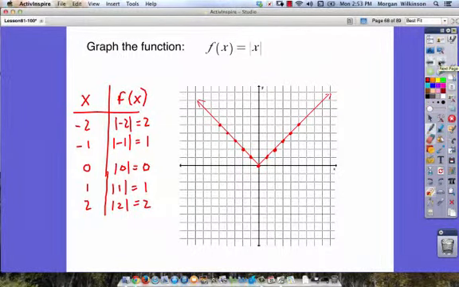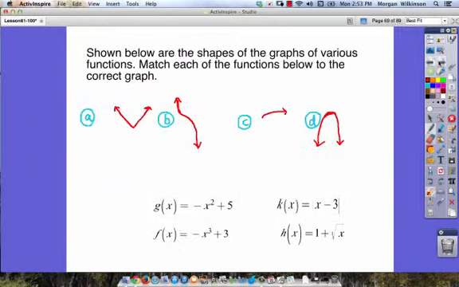Okay, that's a lot of information for today. We've got one example problem to look at that will help us identify these different types of nonlinear functions. So the question says, shown below are the shapes of graphs of the various functions. Match each of the functions below to the correct graph. So our first one is an upward opening V shape. Well, if it's a V shape, it must be absolute value.